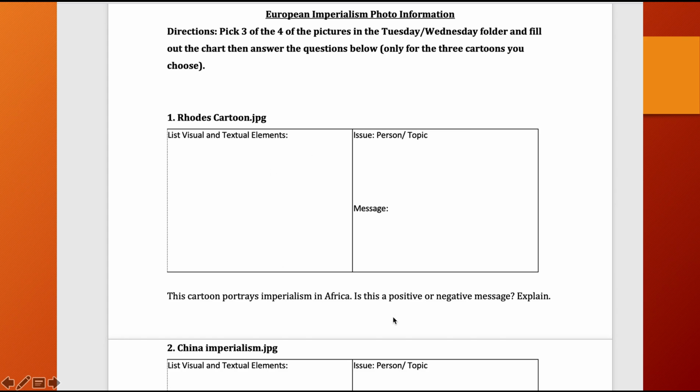You are going to fill out the same diagram we've been using for political cartoons. Notice the visual textual elements have been combined into one section, so they are no longer separated, but you are still looking for both of them individually in each cartoon. Additionally, each of these cartoons portray imperialism in either Africa or China. I want you to tell me, according to this message here, was it positive or negative? Is it saying that imperialism is a good thing, or is it saying imperialism is a bad thing? And then explain it to me. Why is it showing that? What part of the political cartoon makes you think that it's a positive message or a negative message within the elements that you're looking at? And that is it for today.